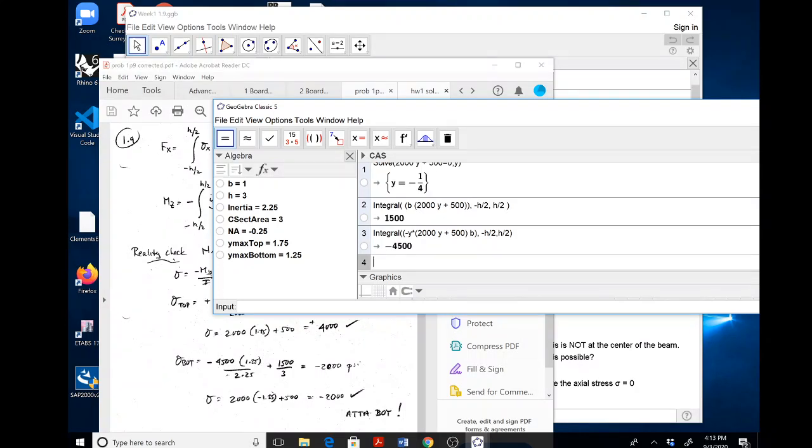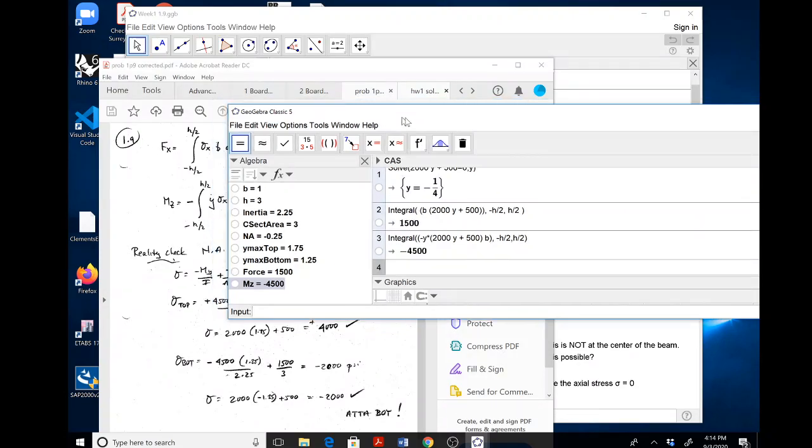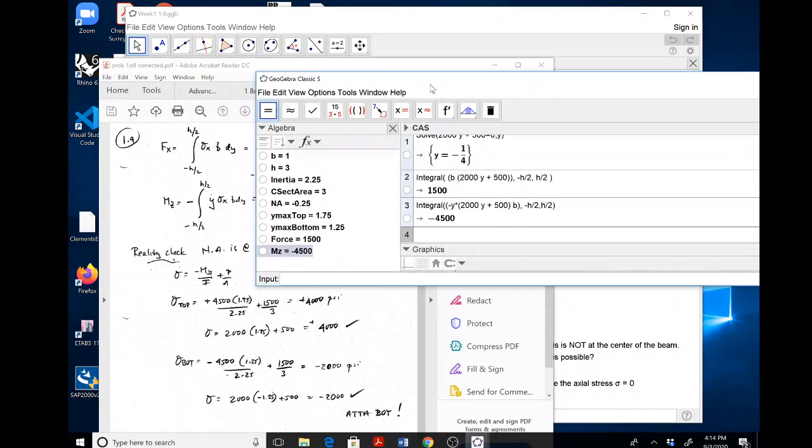So that is kind of astonishing. What I'm going to do now, ladies and gentlemen, is put that over in the algebra window just so I have it in my pocket when I'm comparing to the undergrad version. I'll call it force. Force is 1500, and mz is minus 4,500. Again, the units are buried in there. I'm using inches and pounds, but if you want to do something else, you can. Now, here's my reality check.